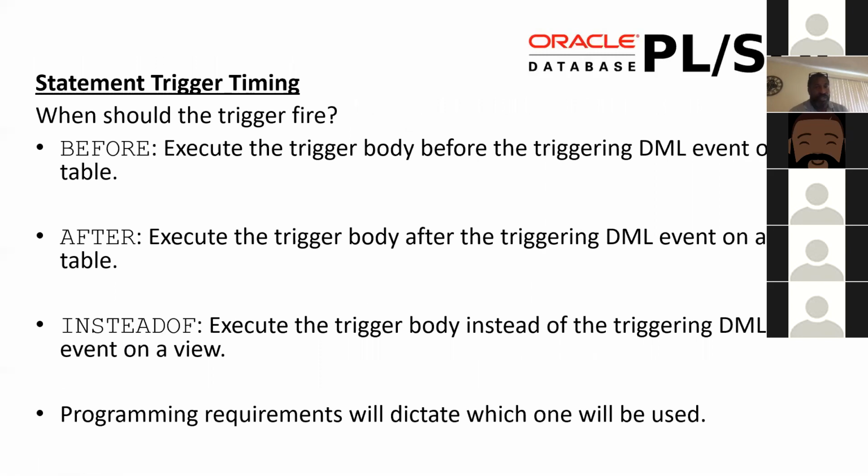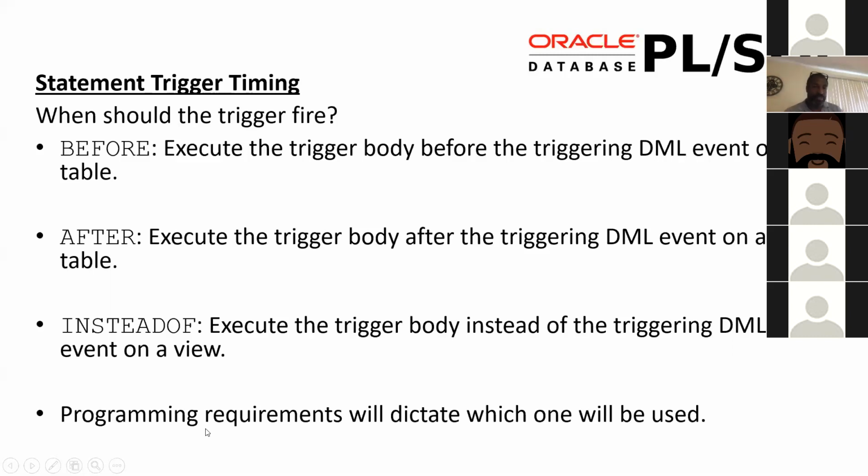So trigger timing, I do want to talk about this. You do have the three conditions. The before: when you allocate a trigger as before, it will fire before the event. The trigger fires essentially before the triggering DML event occurs in the table. And it will make more sense once I go into an example as far as DML.